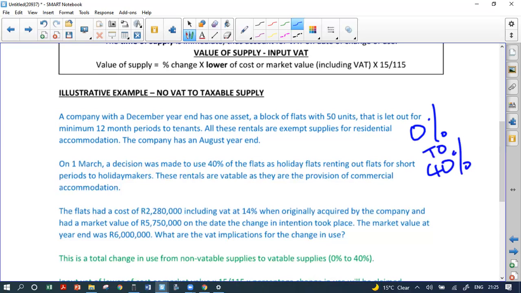It says the flats had a cost of 2.28 million, including VAT at 14% when originally acquired by the company, and had a market value of 5.75 million on the date that the change of intention took place. The market value at year end was 6 million. What are the VAT implications for the change in use?